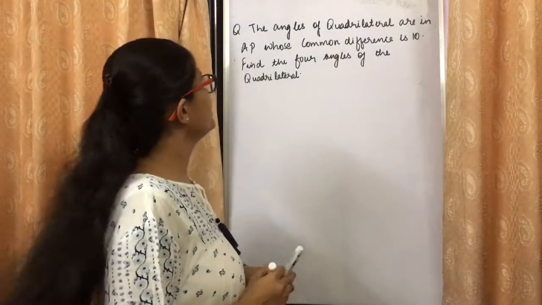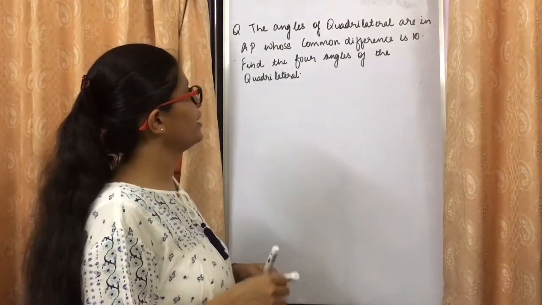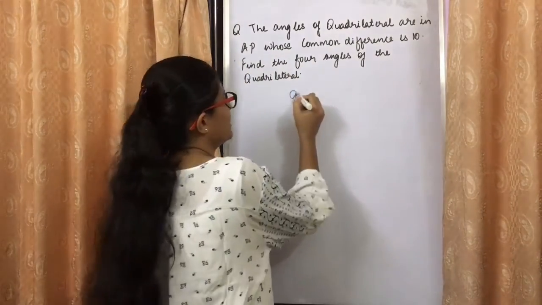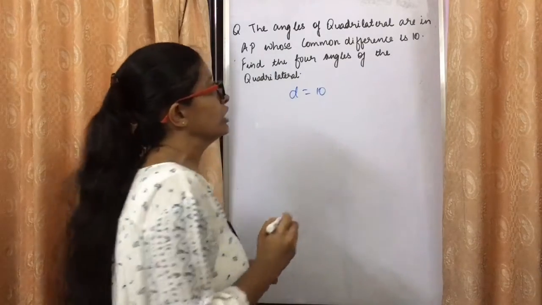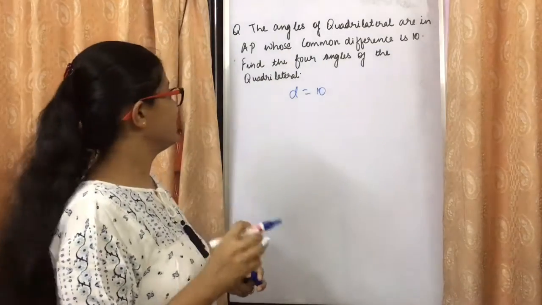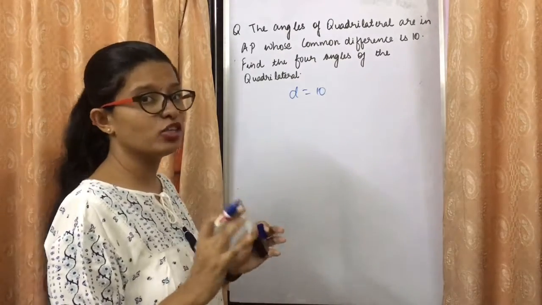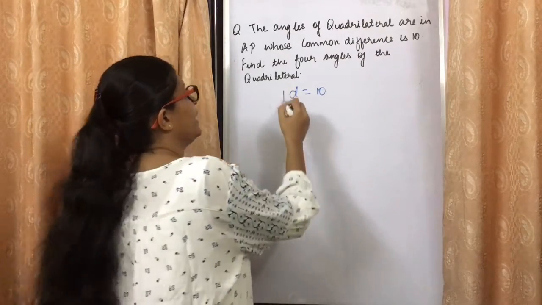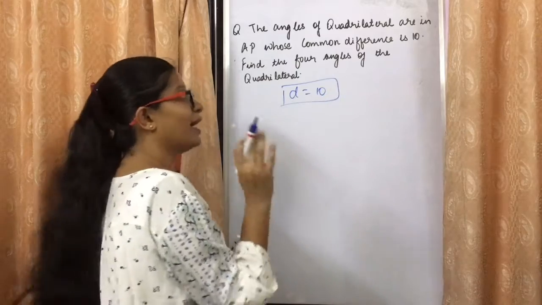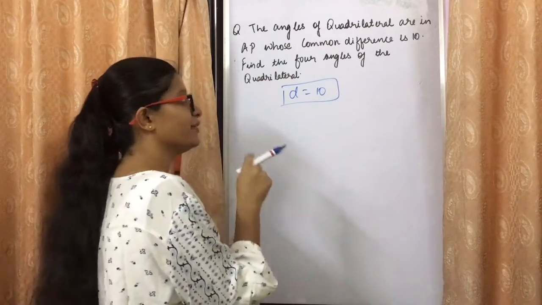Now the question given to us is: the angles of a quadrilateral are in AP whose common difference is given as 10. The common difference is 10. Find the four angles of the quadrilateral. We need to find the four angles of the quadrilateral. So it is already given. There are 4 angles in a quadrilateral and those angles are in AP. It is given in the question.